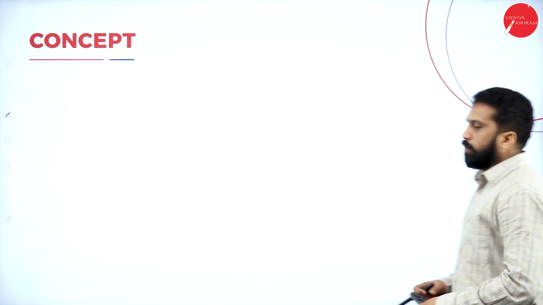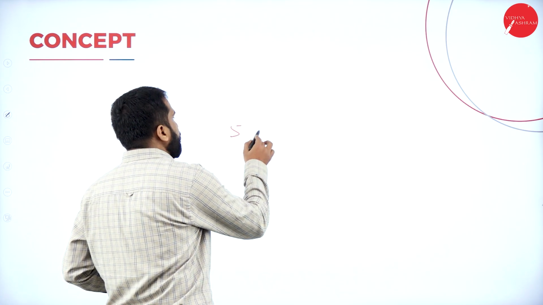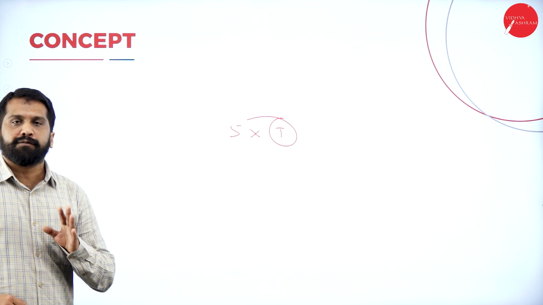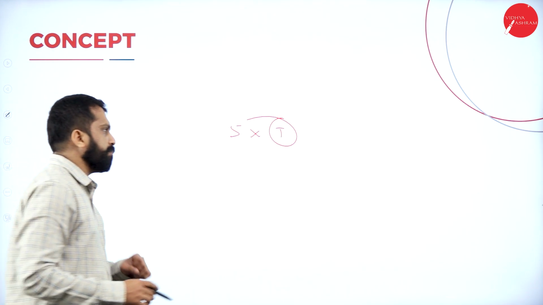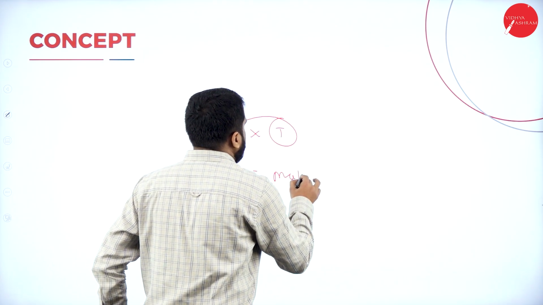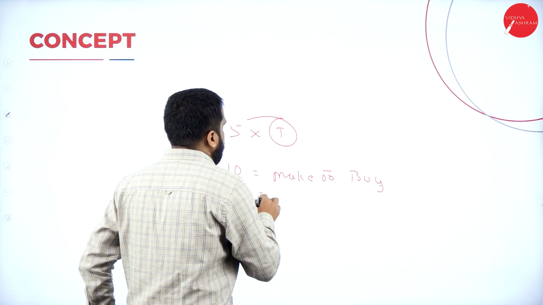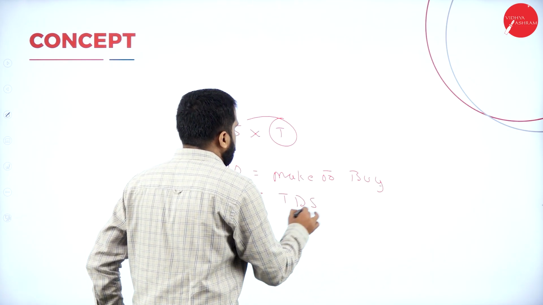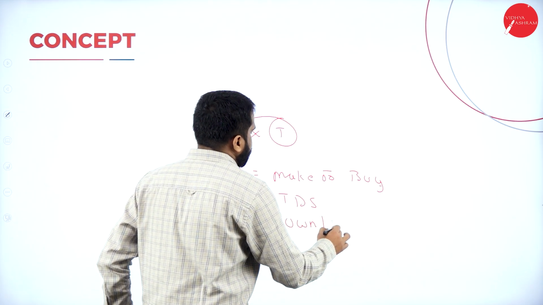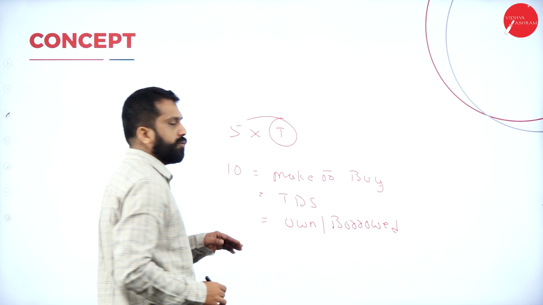Now the last part, I'll come to your concept. In the 5 marks, you will get all theories only. You will not get even one problem for 5 marks. It is all about theory only. Now, what about your 10 marks? In 10 marks you may get make or buy. Along with that, you will get one TDS. Along with that, you may get own fund or borrowed fund. Like this, anything you will get along with 2 theories.